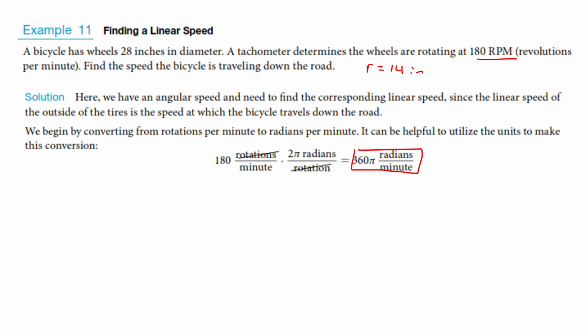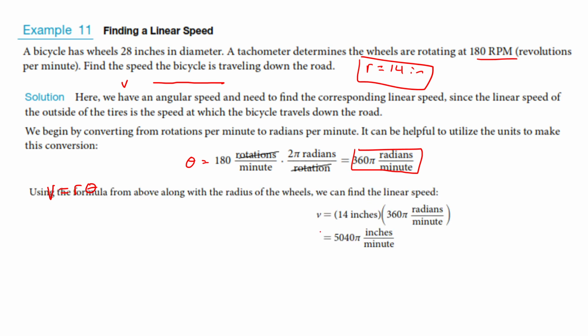Now we want the speed the bicycle is traveling down the road. Now, you're catching this. What we just found is theta. I have found angular speed, but they want linear speed. They want the speed that the bicycle is traveling down the road. That's velocity. That's good old-fashioned linear speed. Well, we can convert this because we know v equals r theta. I have r, it's 14. I've got theta, it's 360 pi. So we plug those in, and here is our linear speed. So we converted our rotational speed, and so it was in the correct units, so it was in radians. And then we're using v equals r theta to get the linear speed.